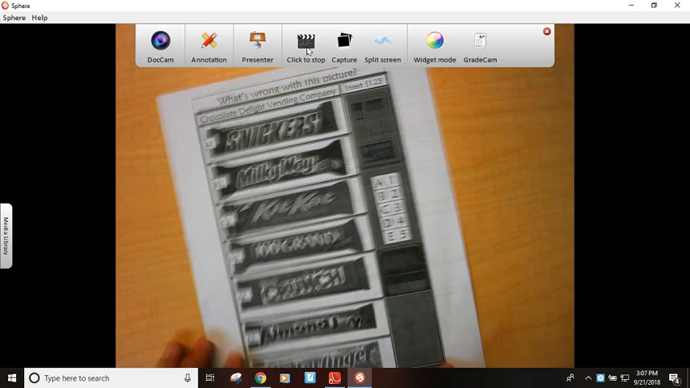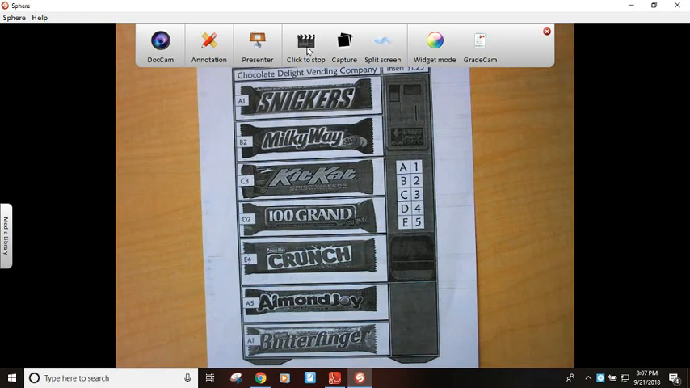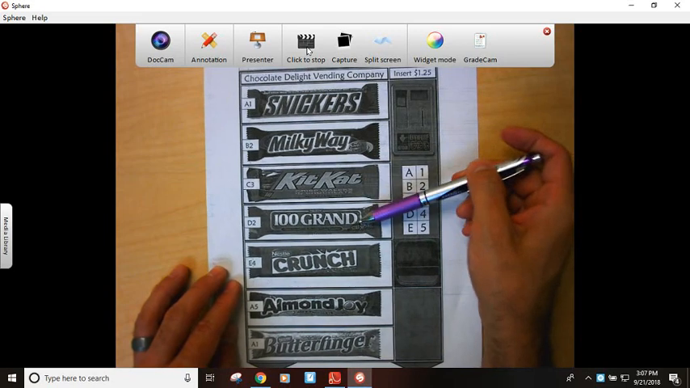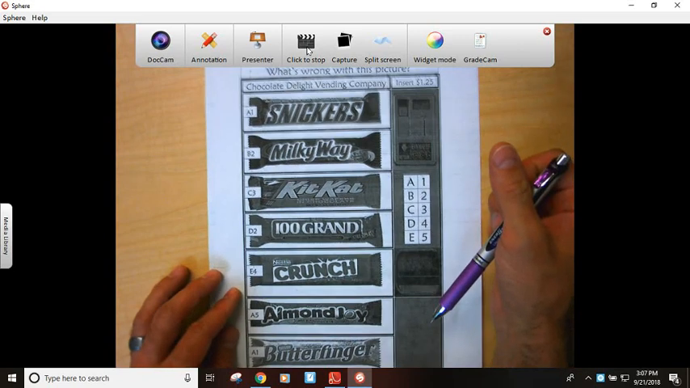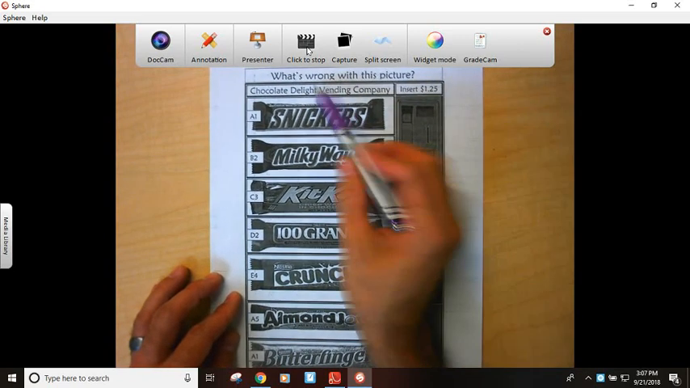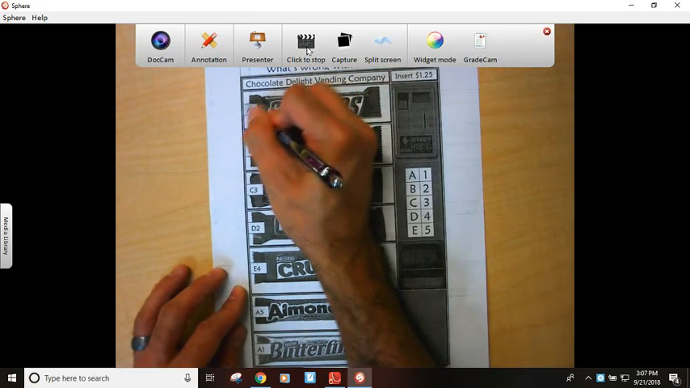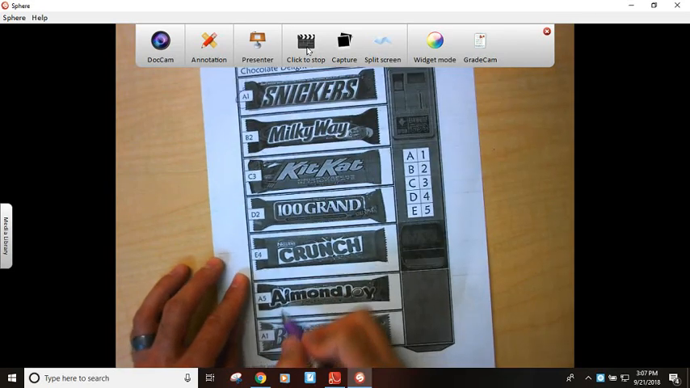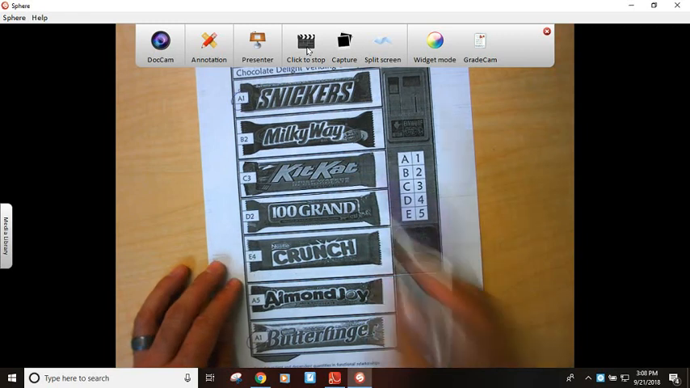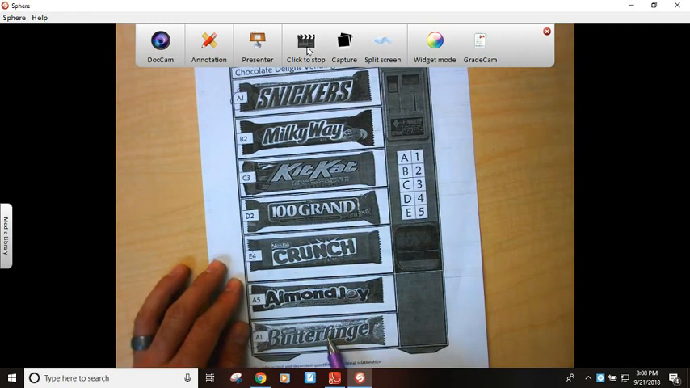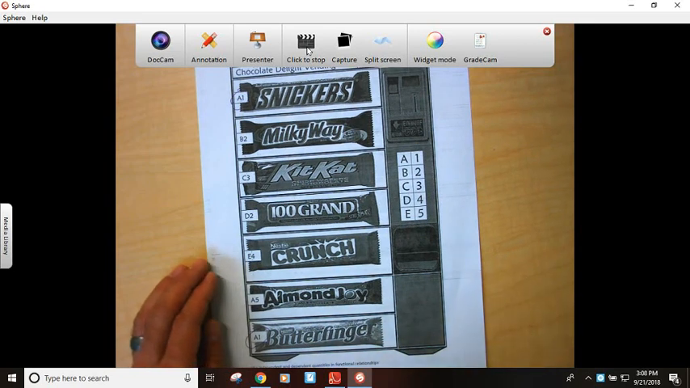All right, now let's look at the next vending machine. The next vending machine is different. This vending machine has Snickers, Milky Ways, Kit Kats, 100 Grands, Crunches, Almonds, and Butterfingers. But if you look carefully, this one says there's something wrong. And it's right here. A1 repeats twice, which means this vending machine, when A1 is punched, might give you a Snickers, but it might also give you a Butterfinger. So this one input could give you multiple outputs.